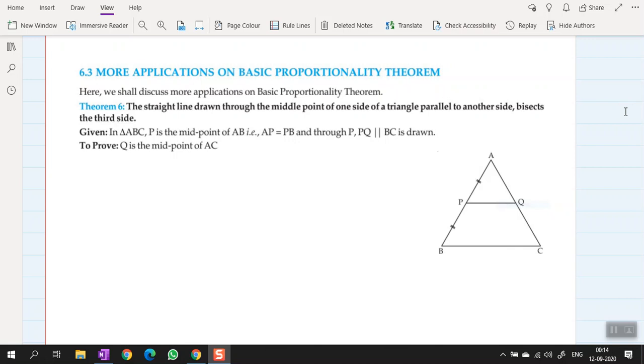ठीक है। सो मोर एप्लीकेशंस ऑन बेसिक प्रोपोर्शनैलिटी थियरम and the remaining theorems which I had discussed will be done in the next video. See you in the next video. Bye bye.